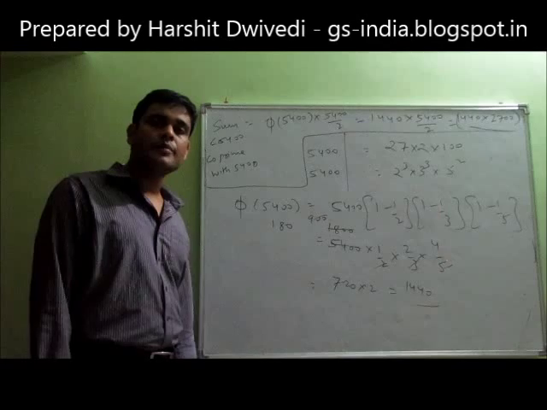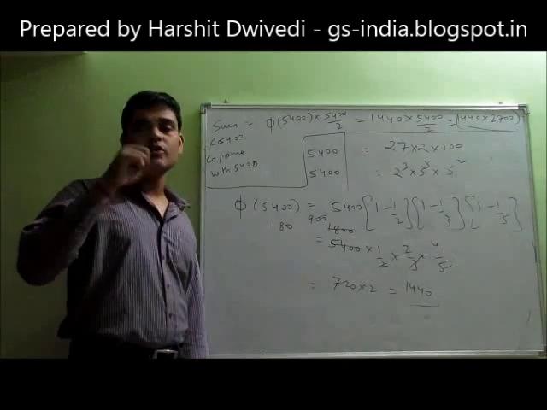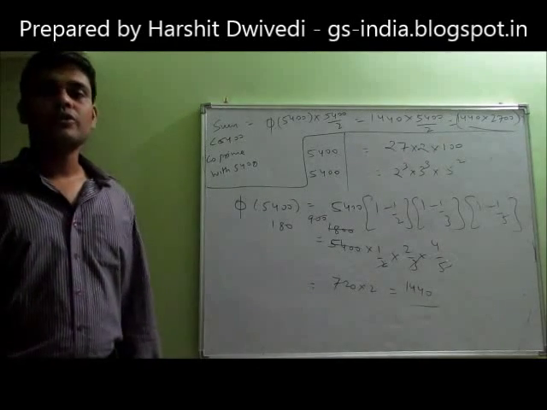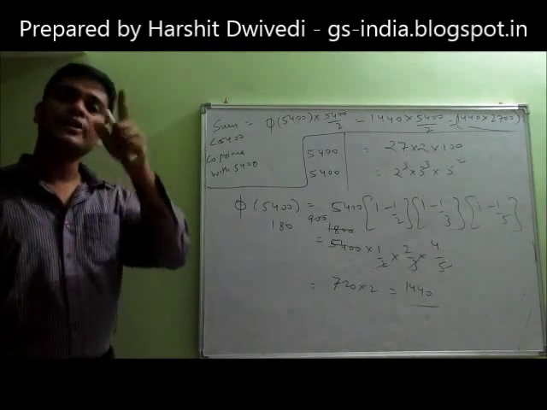What was the formula of the Totient number? Original number into 1 minus 1 by P1, into 1 minus 1 by P2, into 1 minus 1 by P3, and so on. And in the second case, I will calculate the Totient number, and the sum will be equal to the Totient number into original number by 2.